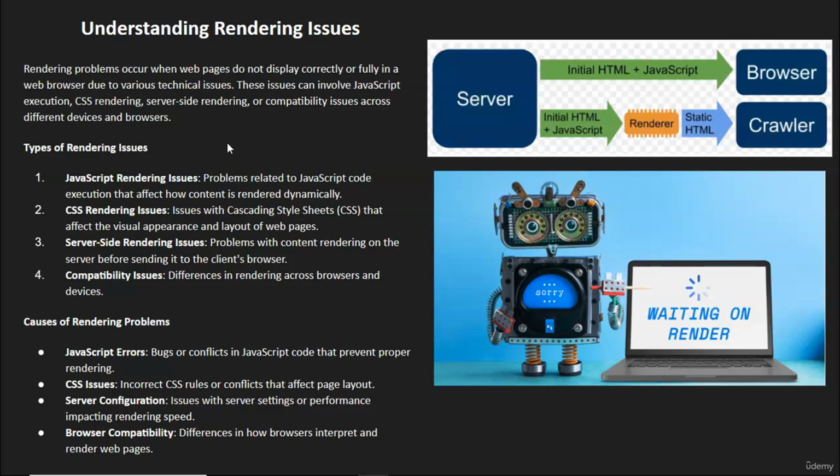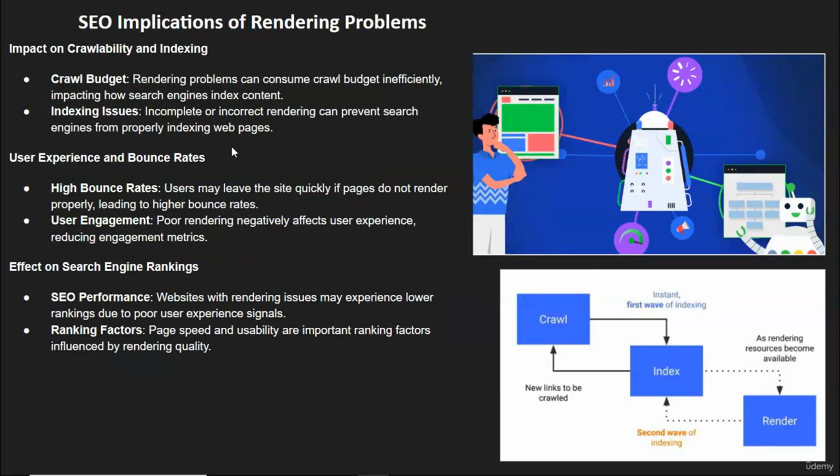Some of these are JavaScript rendering issues, some are CSS rendering issues, some are server-side rendering issues, and some are compatibility issues. Generally, JavaScript, CSS, and compatibility or server-side rendering complications are the major causes of rendering problems. So some of the SEO implications are as follows. Firstly, rendering problems consume a lot of crawl budget in an inefficient way, and they slow down the rate of content discovery and content indexation.